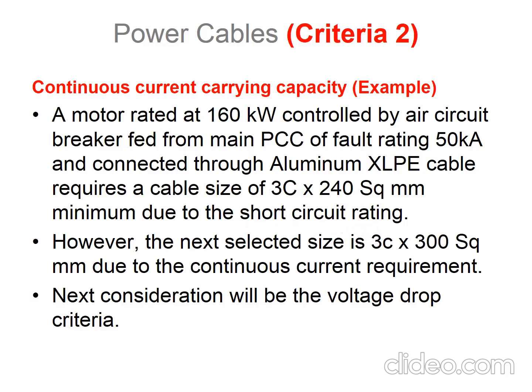However, the next selected size is 3 core with a size of 300 square mm due to the continuous current requirement. So here we can see two different sizes from two different requirements. The first one is the short circuit rating and the second one is the continuous current requirement. Because of the different sizes, the next consideration will be the voltage drop criteria to choose the best size for the cable.